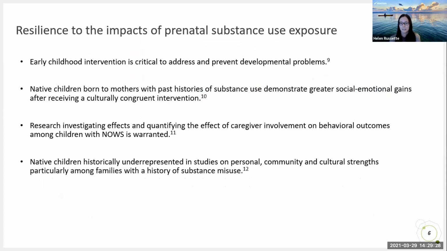And one study demonstrated that Native children born to mothers with a past history of substance use actually demonstrated greater gains in social emotional behaviors after receiving a culturally congruent intervention. And that is in comparison to their counterparts that did not receive such intervention, and also their counterparts that had mothers without a past history of substance use that did receive the intervention.